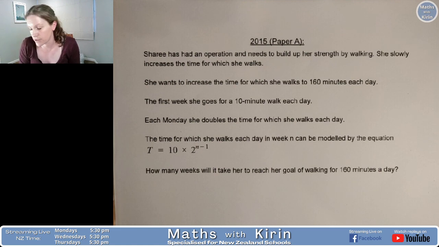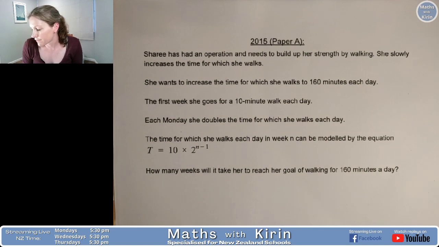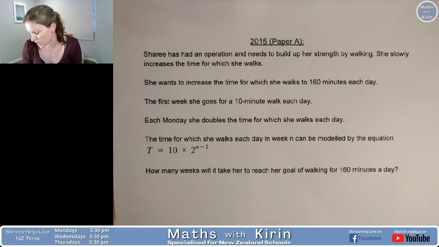She slowly increases the time for which she walks. She wants to increase the time for which she walks to 160 minutes each day. The first week, she goes for a 10-minute walk each day. Each Monday, she doubles the time for which she walks each day. The time for which she walks each day in week n can be modelled by the equation t equals 10 times 2 to the power of n minus 1. How many weeks will it take her to reach her goal of walking for 160 minutes a day?